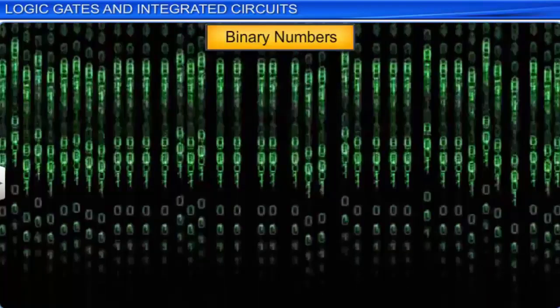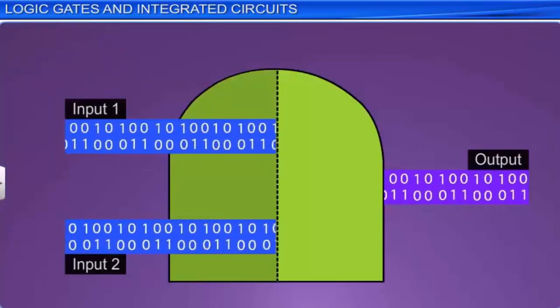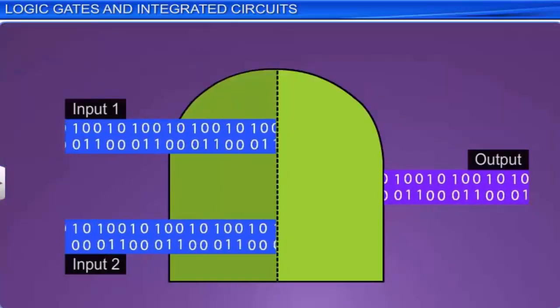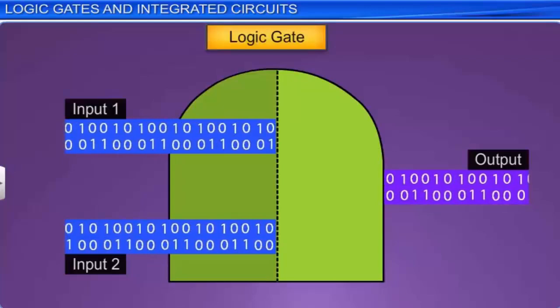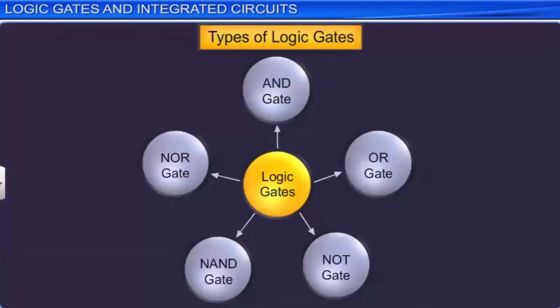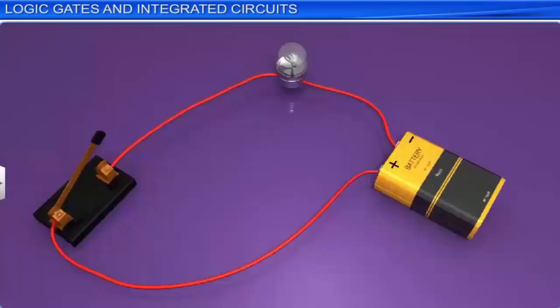Thus, digital signals consist of strings of zeros and ones called binary numbers. The circuits that control the flow of digital signals on the basis of a logical relationship between the input and output signals are called logic gates. The 5 commonly used logic gates are the AND, OR, NOT, NAND, and the NOR gates. Let us use simple circuits of one or more switches and a bulb to understand logic gates. Here, the state of the switch is the input that determines the state of the bulb that represents the output.